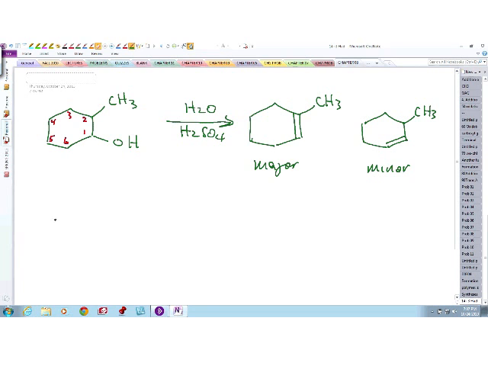Okay, so for example, supposing I have this. In this case, you could see here, this is a tri-substituted alkene, and this here is di-substituted.